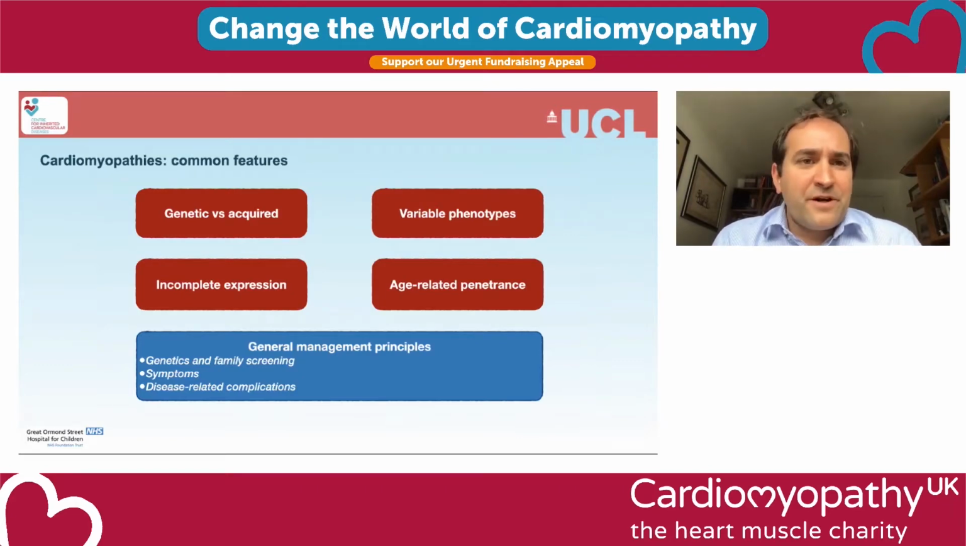Now, thinking about the cardiomyopathies, there are a number of common features. We know that the condition can be genetic or it can be acquired. We know that the condition can present in very different ways. So in different families, individuals with the same type of cardiomyopathy, for example hypertrophic cardiomyopathy, will express that cardiomyopathy in different ways. But even within the same family, different members will express the condition in very different ways. And that's known as incomplete penetrance and variable expression. Those are the medical words for that.